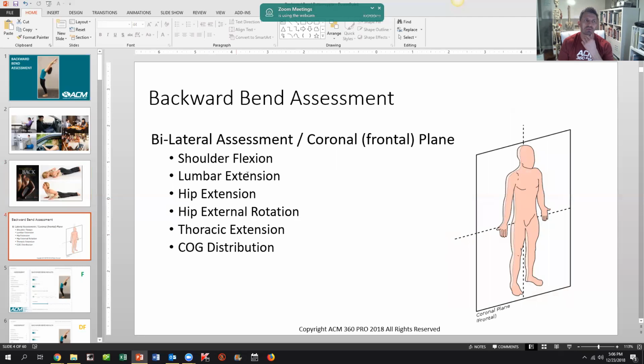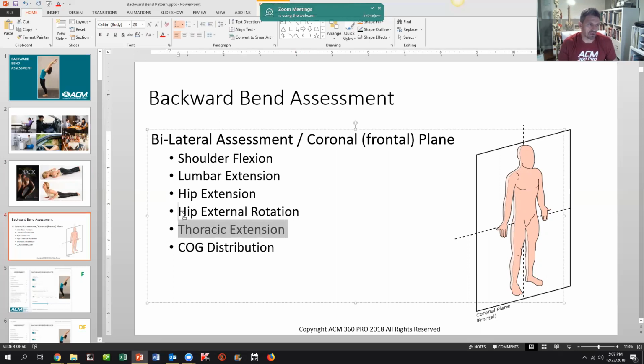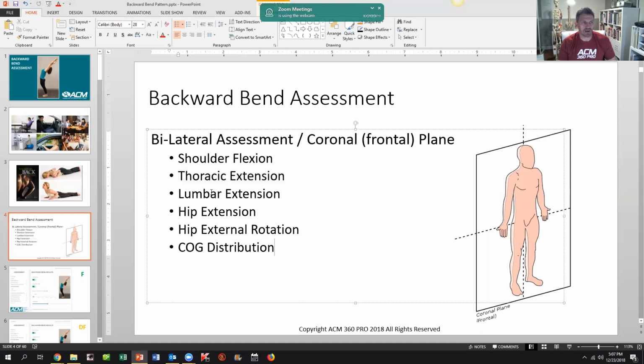So the backward bend pattern, again, it's a bilateral assessment, just like the toe touching pattern, and we're really looking from that coronal view, the side view, as to how far someone can move. And just some elements that we're going to get into a little more detail of are the shoulder flexion, lumbar extension, hip external rotation, thoracic extension, and the center of gravity distribution. Thoracic extension in that order: shoulders, thoracic, lumbar, hip external rotation, and then distribution of center of gravity as someone bends into backward bend, similar to what we talked about in the toe touching pattern.